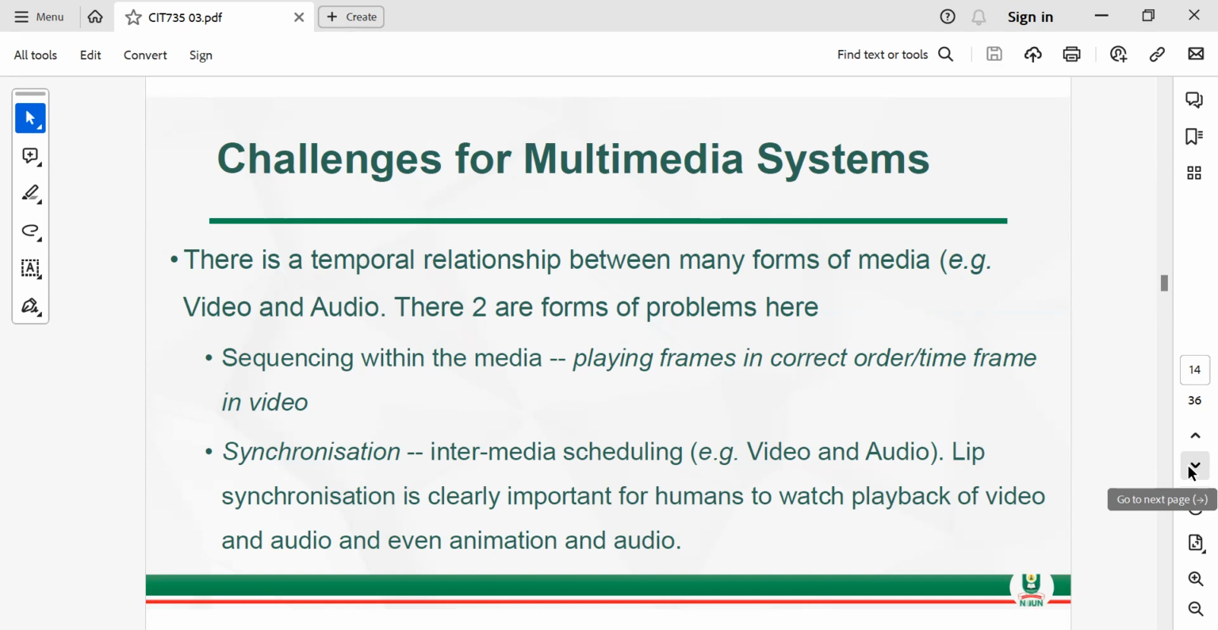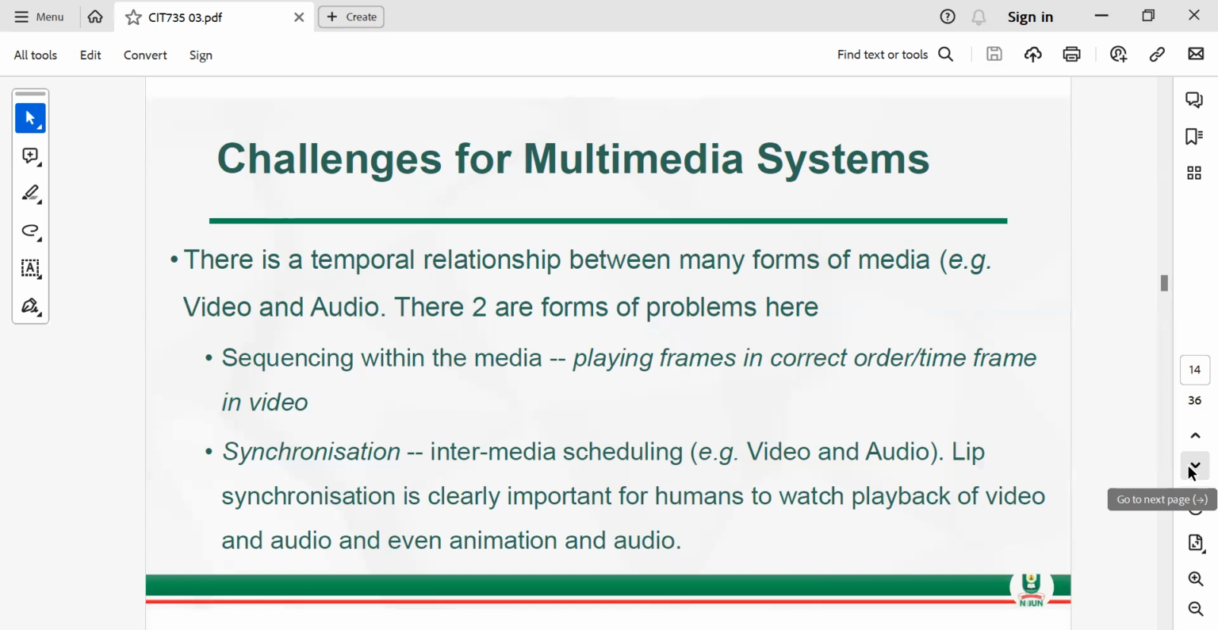And then sequencing means at the correct time when it's supposed to start playing, play them together so that the two frames do not overlap. They are moving at the same pace. So the lip synchronization will move very well as you are playing the video, and there will be no problem. So those are some of the challenges we have in multimedia system.